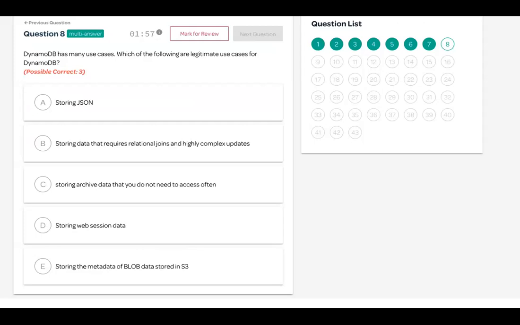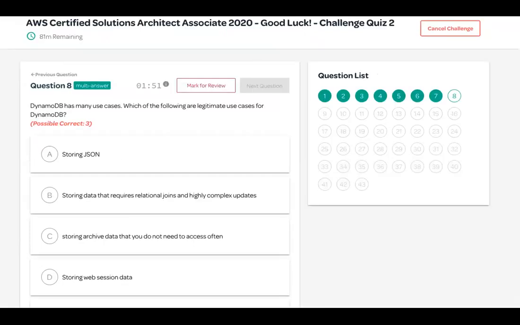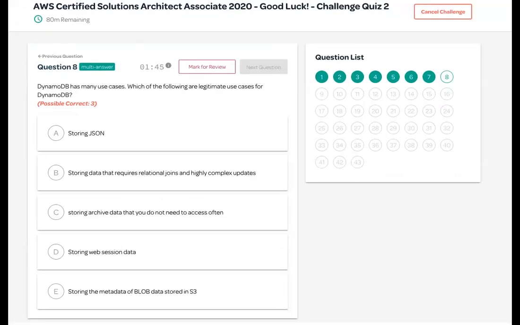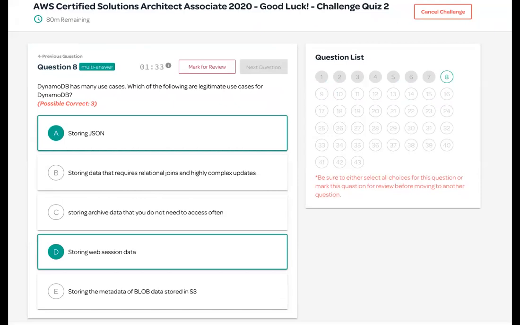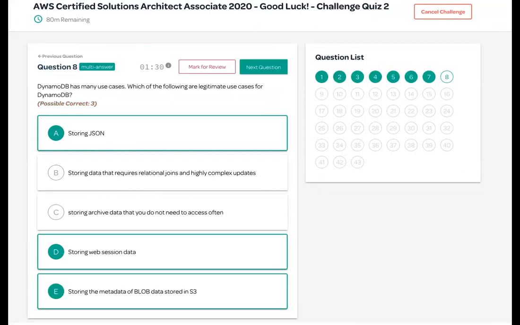Question number 8. DynamoDB has many use cases. Which of the following are legitimate use cases? If you have to store JSON, go with DynamoDB. Storing web session and the metadata of blob stored in S3. You cannot store movies and pictures in DynamoDB, but if you have the S3 bucket link, you can store it in DynamoDB and keep a handy key. So it will be very easy to retrieve based on the path of S3.